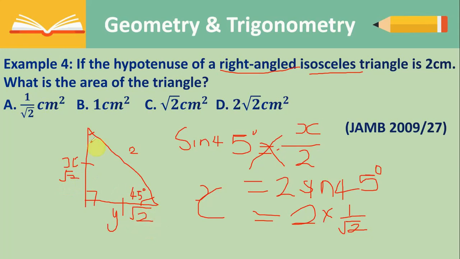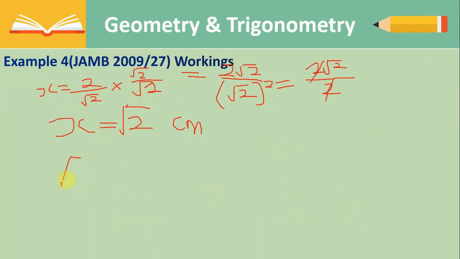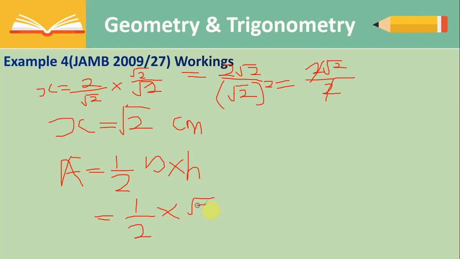Now, we have done the first part. What is now the second part? The second part says, what is the area of the triangle? And remember, the area of the triangle is half of base times height. From the question that we just solved, we know that the base is root 2, while the height is also root 2. Now, if you solve this correctly, your answer will be 1.